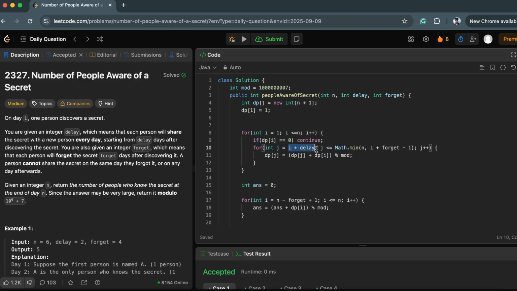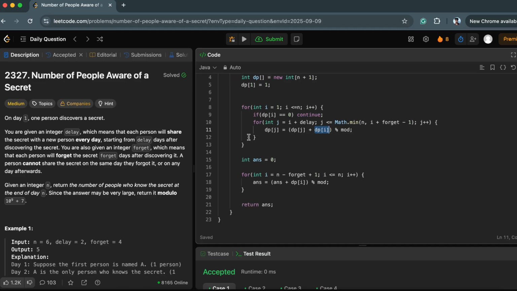So we are starting from i plus delay, because from that particular day onwards, any person available on this dp of i will keep on adding new persons, spreading that information to other persons. This j goes all the way to the minimum of n and i plus forget minus 1, because till that index he will keep on updating it. Whatever the minimum value we get out of these two is what we have to consider, and to dp of that jth index we add dp of i. So if there are two persons, we add two more persons at that particular index. That is what we have to consider.